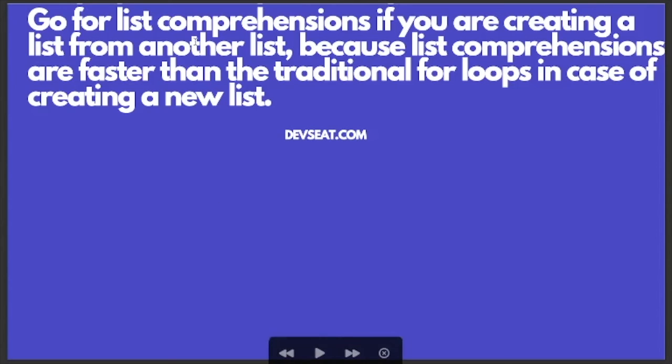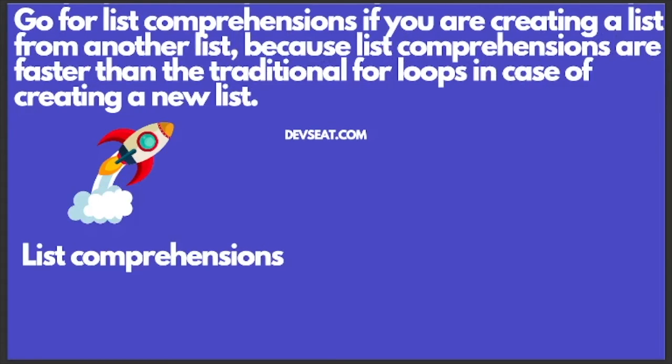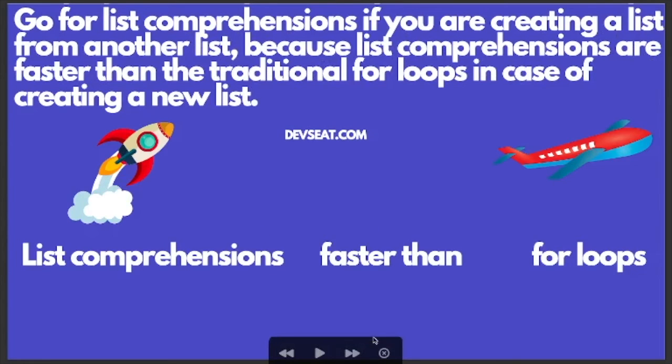So you can go for list comprehension if you are creating a new list from another list, because list comprehensions are much faster than the traditional for loops. I mean in case of creating a new list only, not in case of traversals. This is what I mean to say. List comprehensions are faster than for loops in case of creating a new list.